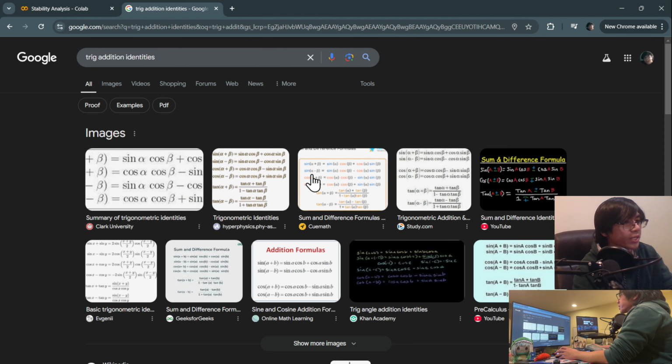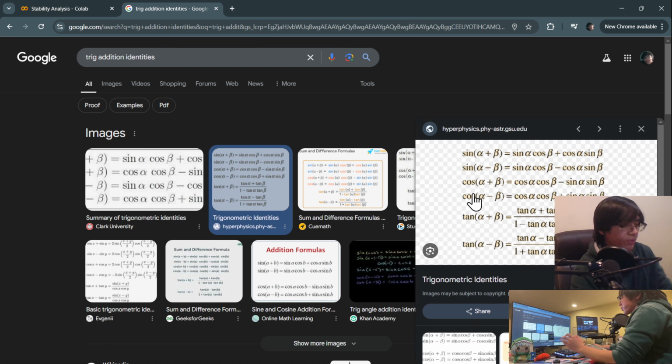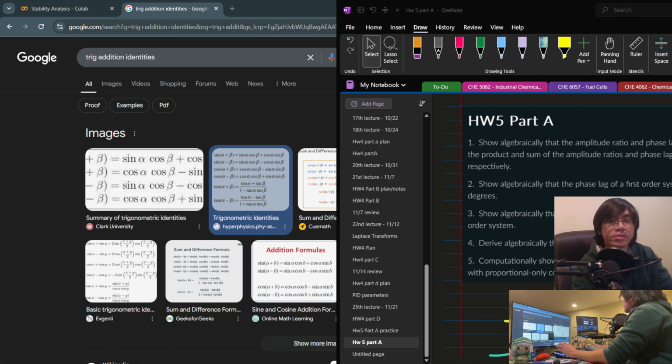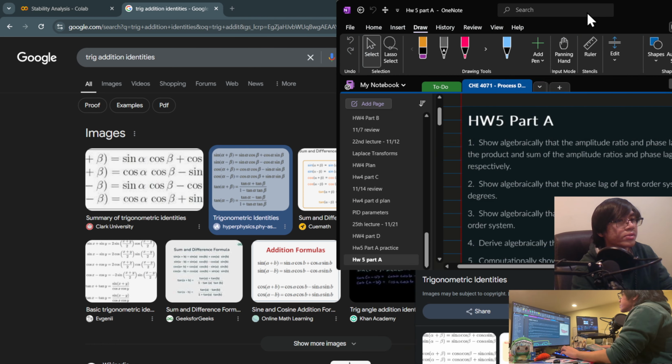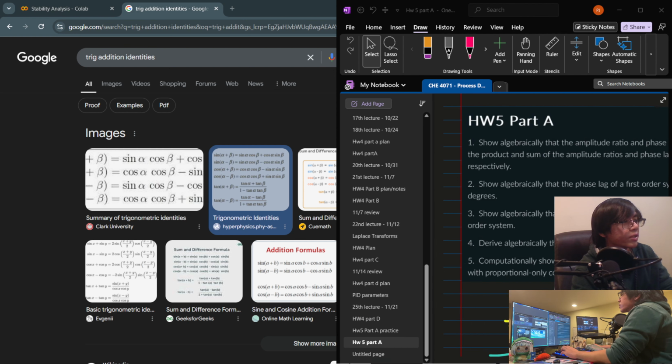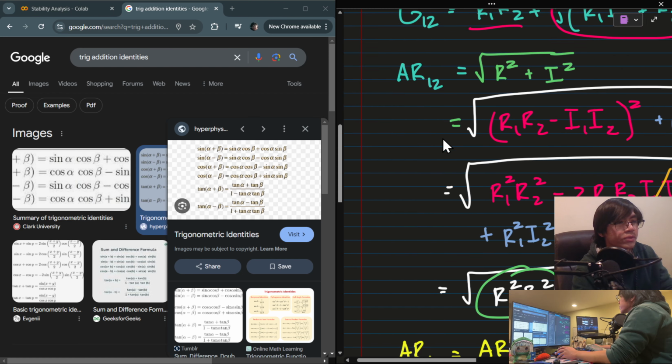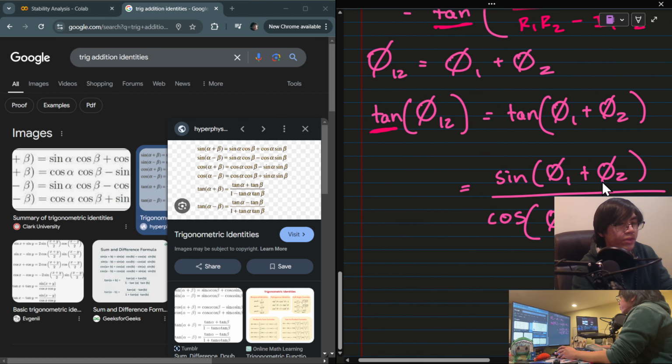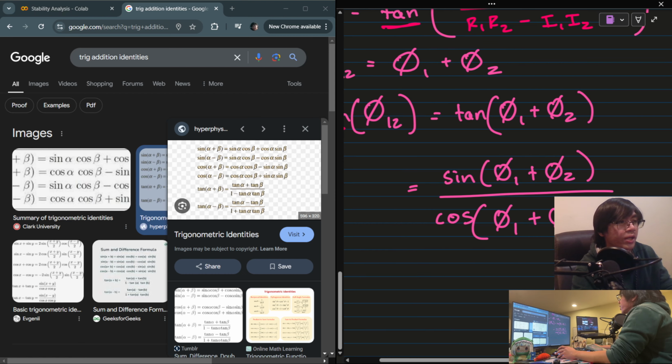So yeah, a plus b, a minus b. So you'll notice that we had a phase lag. Let's see, split this and move this here and pull up this one full screen. So notice we had a phase 1 plus a phase 2, and on our Google search, we had sine of a plus b and then cosine of a plus b. So we'll be using those two. It's just the change between sine and cosine, and then cosine of the two minus sine of the two. So go back.